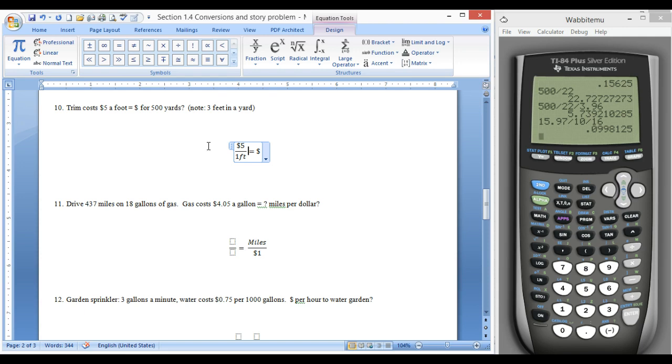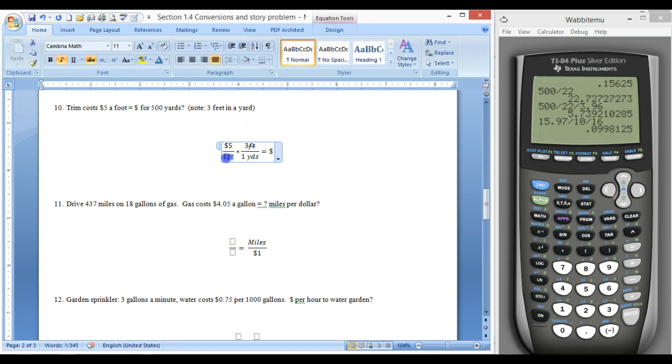Okay, but I do know that I want to go from feet to yards. So I'm going to multiply this by some conversion and get rid of the feet. So I'm going to put feet on the top and I'm going to replace it with yards. Okay, so I have 3 feet is equivalent to 1 yard. Getting that all mixed up. There we go. And that gives me a foot on the top. Feet on top will cancel with the feet on the bottom.